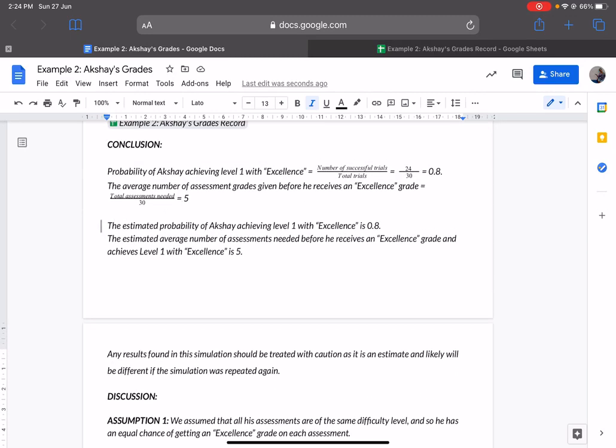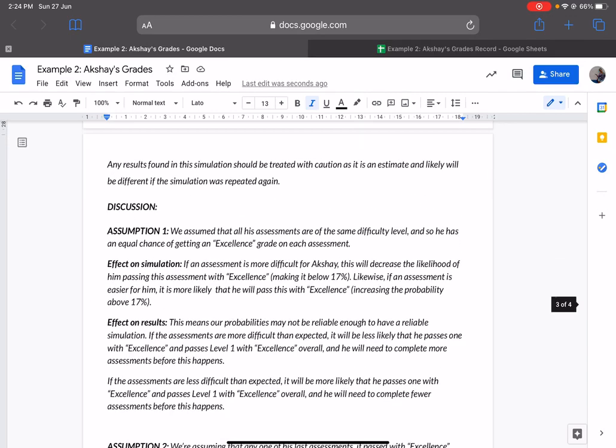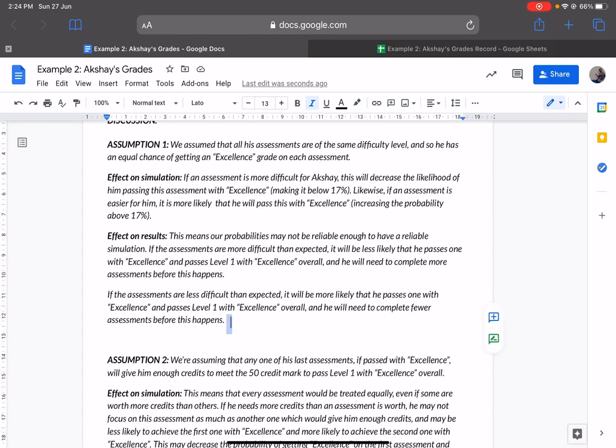Here, we comment on how they will change if the situation is different to the one that we used in this assessment, in this simulation.